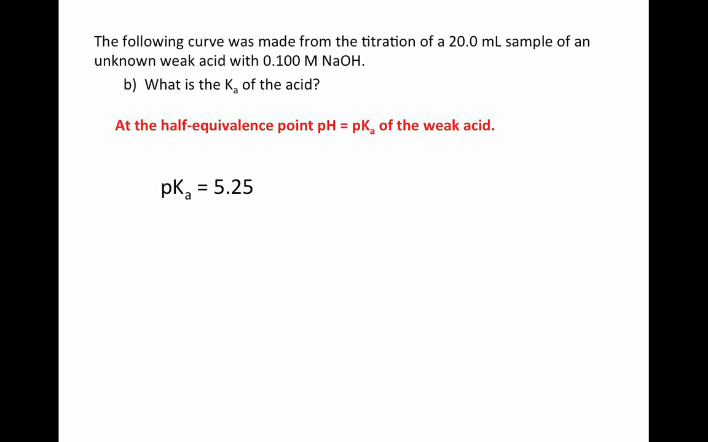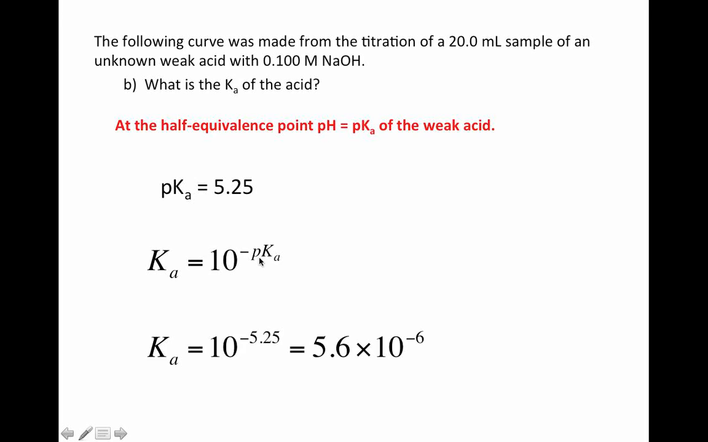So to find the Ka, I know the pKa is 5.25. So the Ka is just 10 to the minus pKa. So the Ka is 10 to the minus 5.25. Or the Ka for the weak acid is 5.6 times 10 to the minus 6.